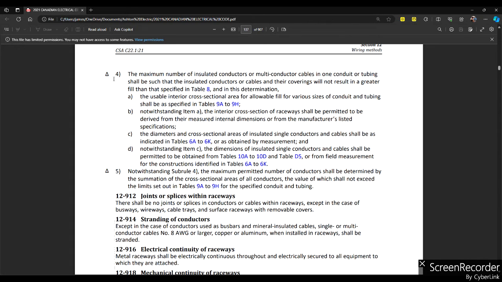All right, so looking at sub-rule 4 of Rule 12.9.10, the maximum number of insulated conductors or multi-conductor cables in one conduit or tubing shall be such that the insulated conductor or cables and their coverings will not result in a greater fill than that specified in Table 8. Well, what is Table 8? Let's go have a look at this one.